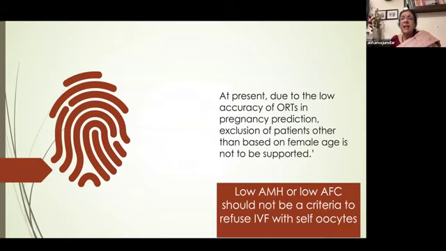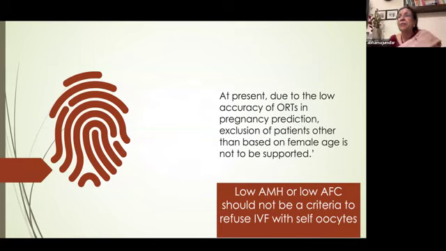So having said that, at present, due to the low accuracy of other ovarian reserve tests in pregnancy prediction, exclusion of patients other than based on female age is not to be supported. So female age is the most accurate thing which supports occurrence of pregnancy. Low AMH or low AFC should not be a criteria to refuse IVF with self-oocytes.